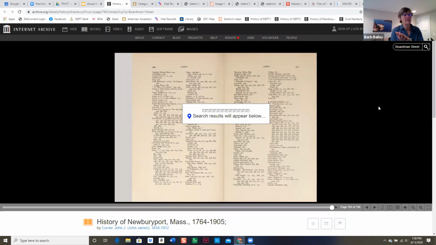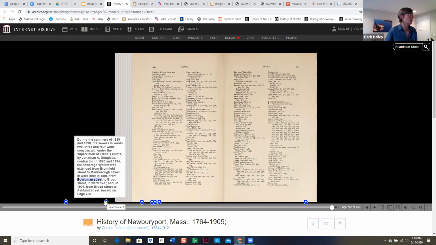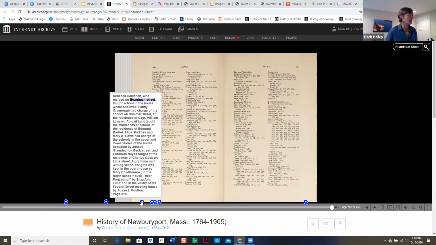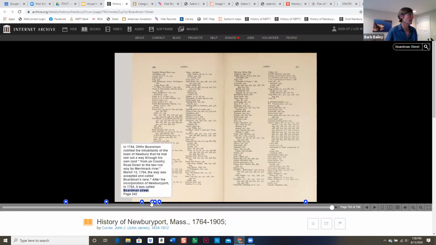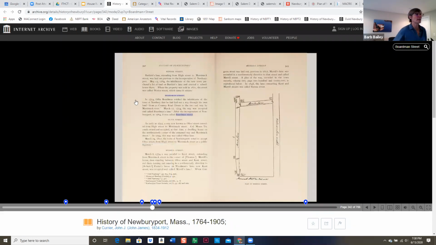I do like having the physical book in my hand, but if I can't get access to it, having this is really, really helpful. There's a volume 1 and a volume 2. If you hover over the little flag down there, it gives you a little bit of an overview of what it's about, so you can kind of see what was going on. And here's where it talks about Boardman Street being laid out. Boardman Street was laid out in 1754, and it's always been called Boardman Street. So that's good to know as well.